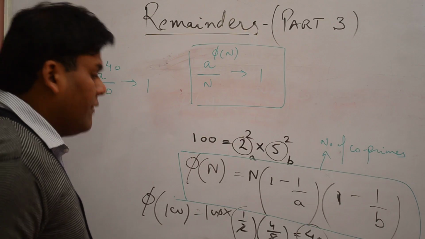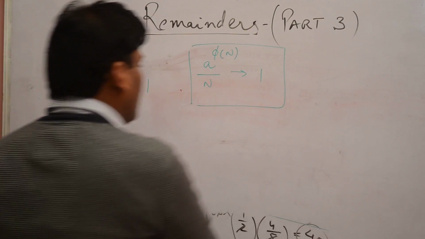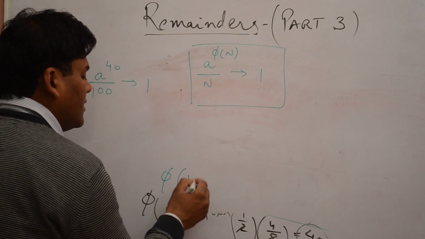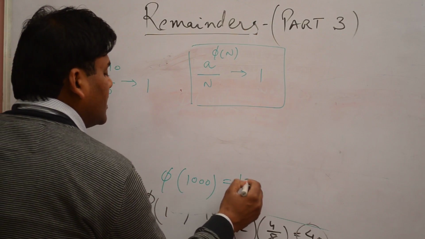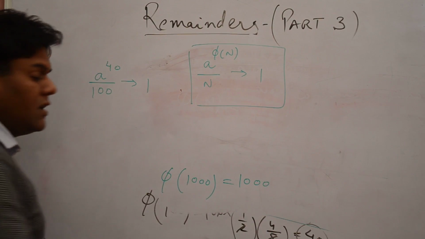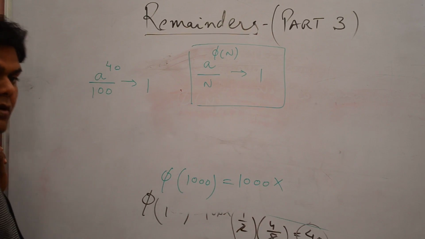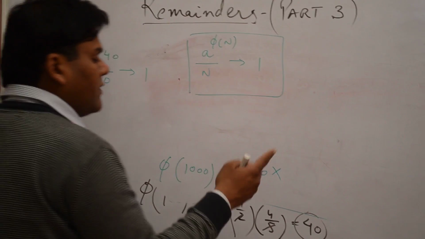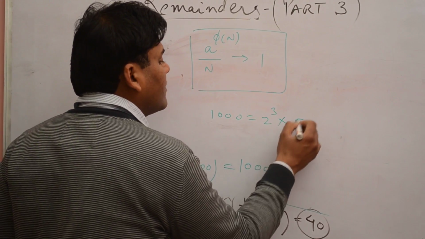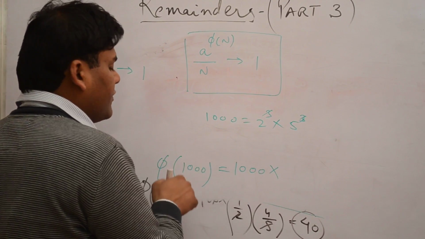Can I extend it? Of course I can. So if Euler number of 100 is 40, can you all tell me what will be the Euler number of 1000? So easy. The trick says I need not bother calculating Euler number conventionally. I can simply say 1000 multiplied by 1 by 2 into 4 by 5, because the powers will change, the prime factors will remain as 2 and 5 only, because 1000 can also be written as 2 cube into 5 cube. The powers are not playing any role in the formula of Euler's number.